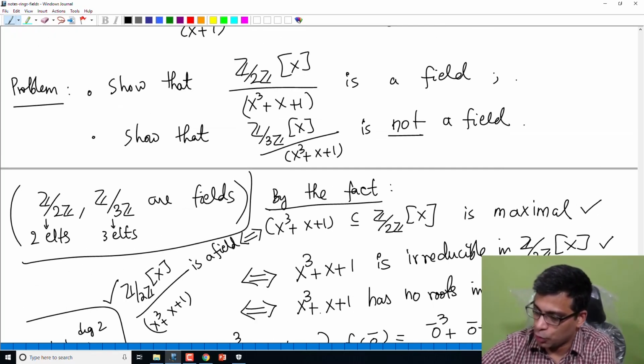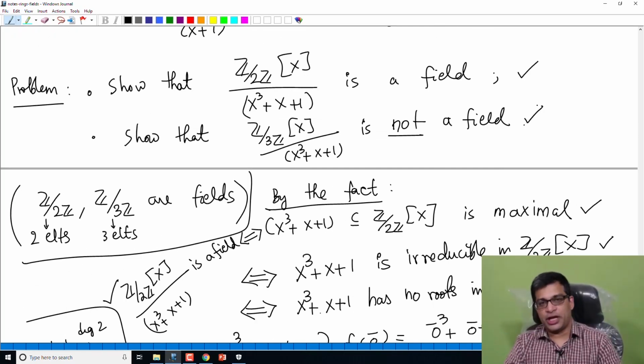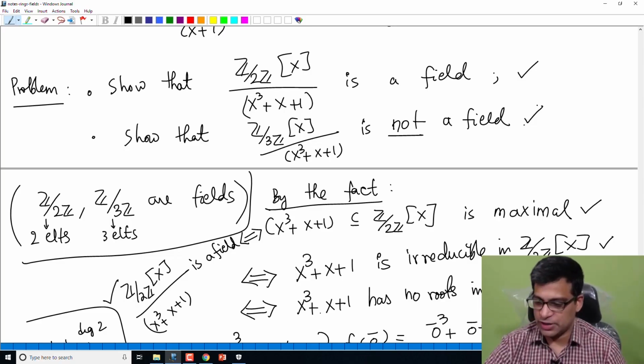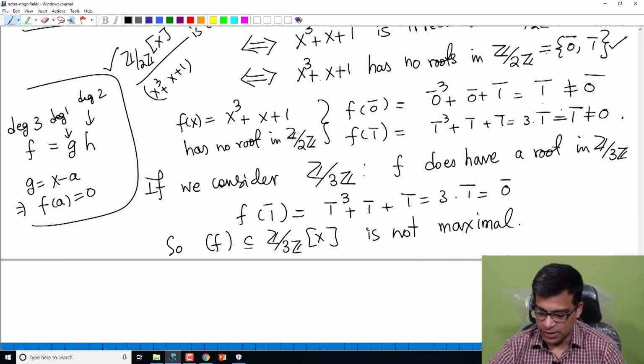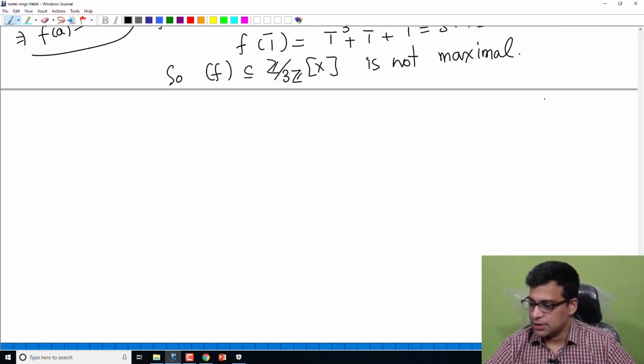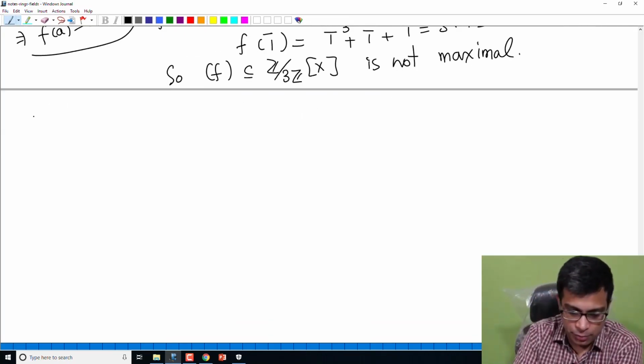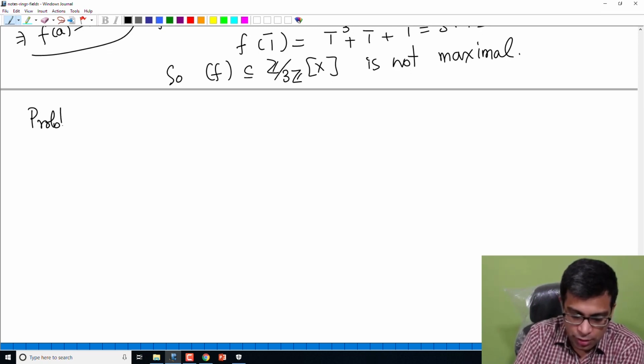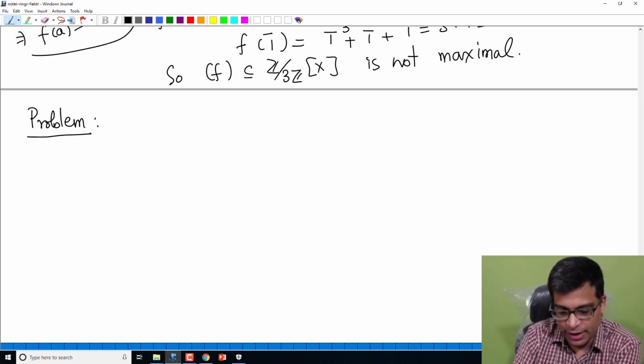So we have solved both the problems. So you can see that if you change the coefficients, the field where the coefficients of polynomials come from, ideals behave very differently. In one it is maximal, in the other it is not maximal. Okay, so let me end this video now with a final problem. This is a simple problem also, but I might use these facts later.